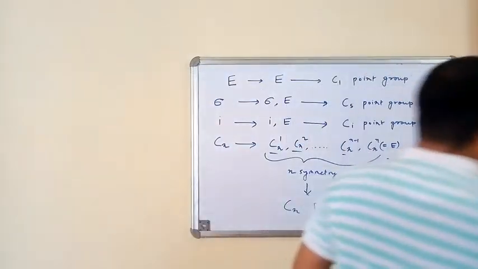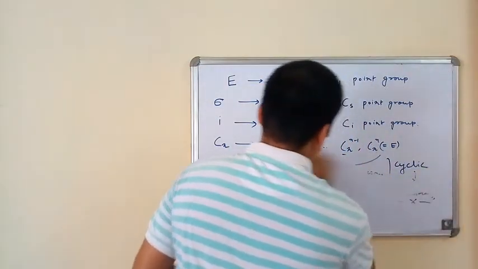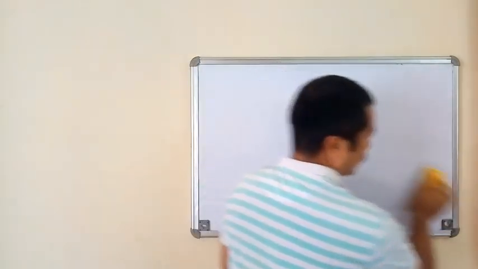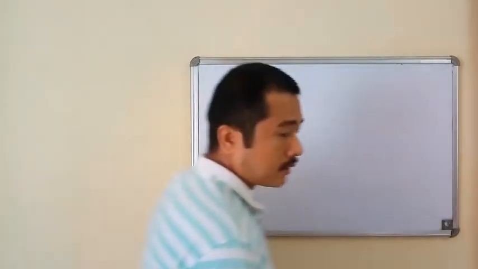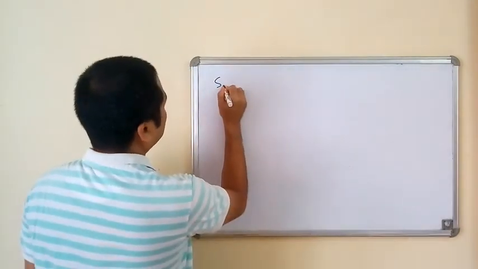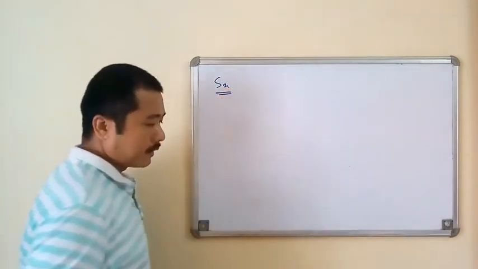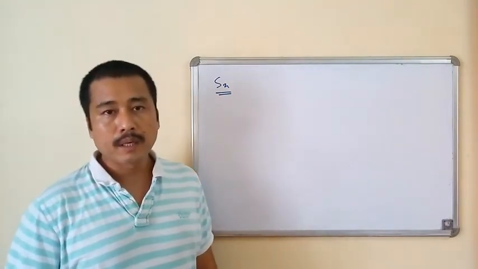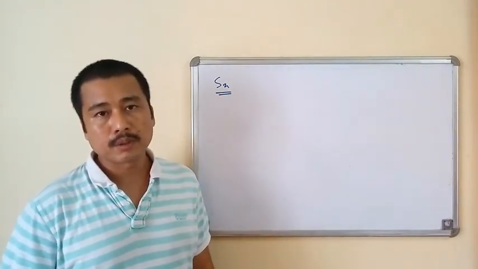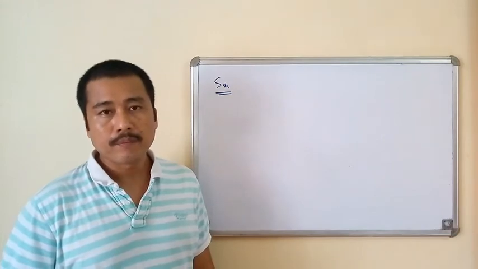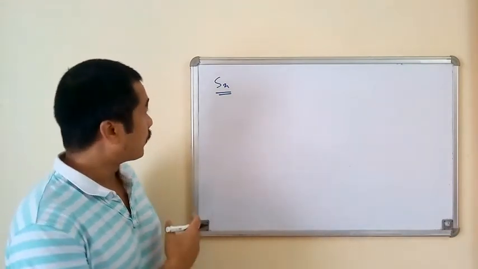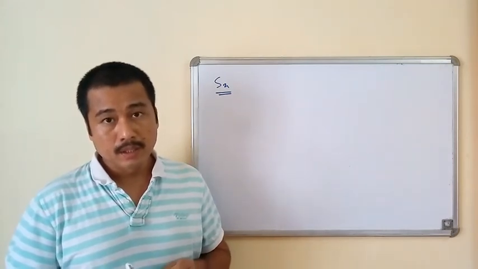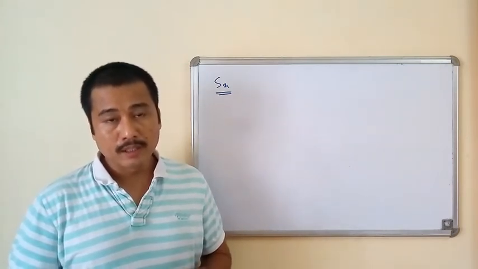And in this case, when an improper axis of symmetry, that is an Sn axis of symmetry, is present, the number of symmetry operations generated by an Sn axis of symmetry, the improper axis of symmetry, varies depending upon the value of n, that is, whether n is an odd number or n is an even number.